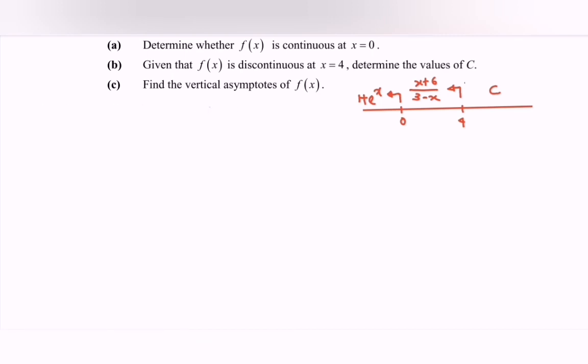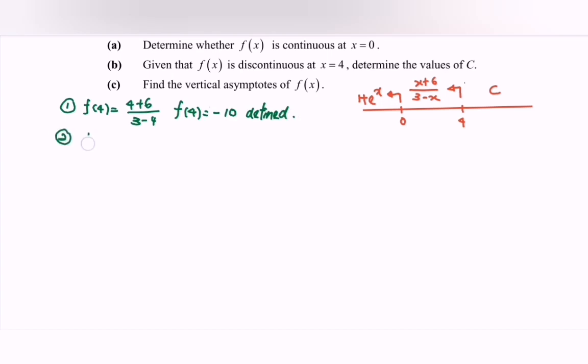Kindly refer to B. Given that the function f(x) is discontinuous at x equals 4, determine the value of c. Number 1, we have f(4). Substituting the value, we have (4 + 6) over (3 − 4). So f(4) will be equal to 10 over negative 1, which is negative 10. So we can say it is defined.